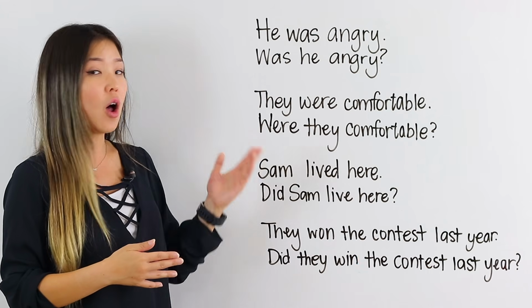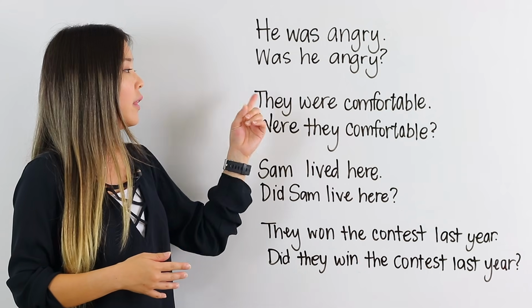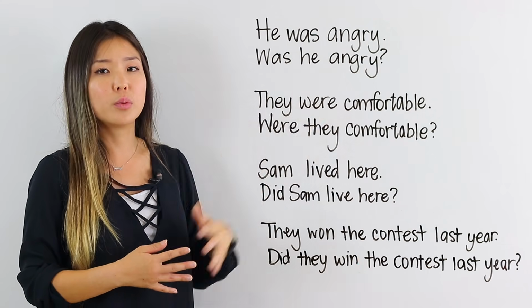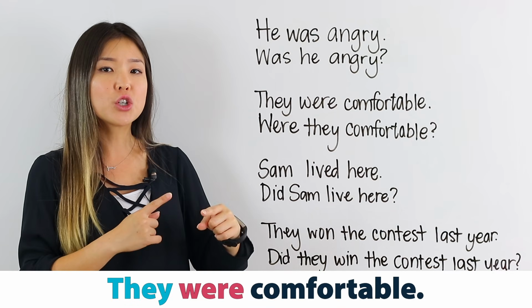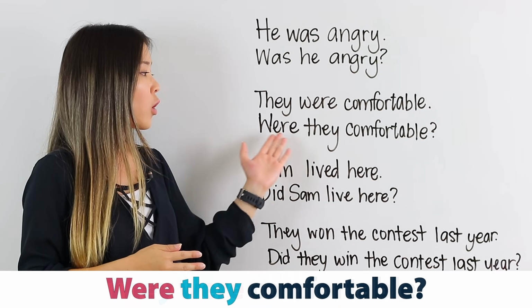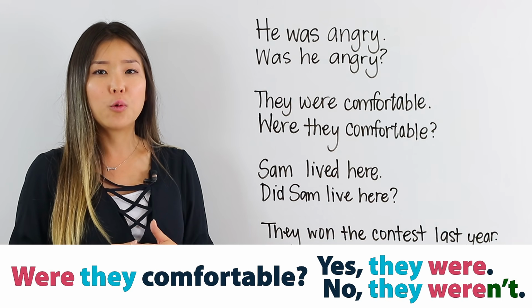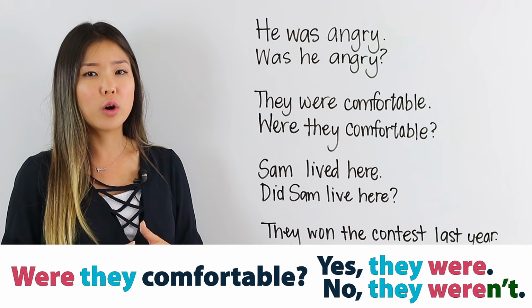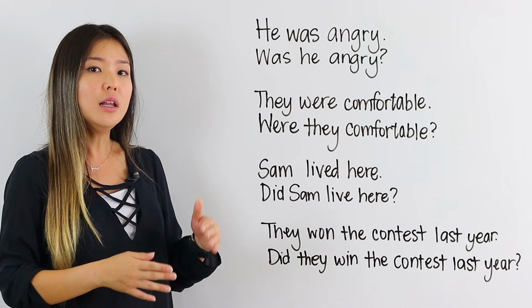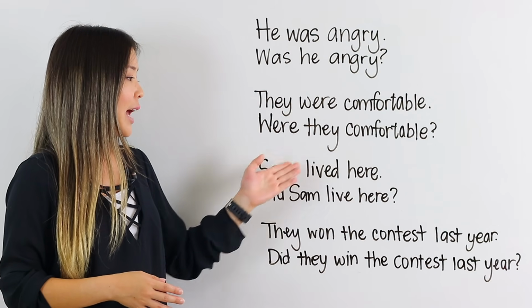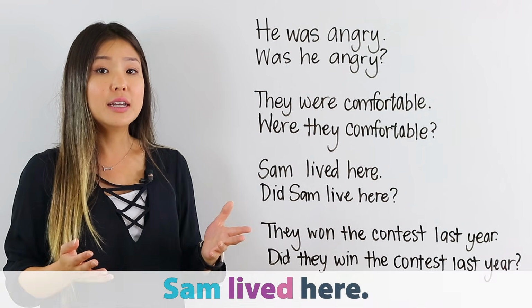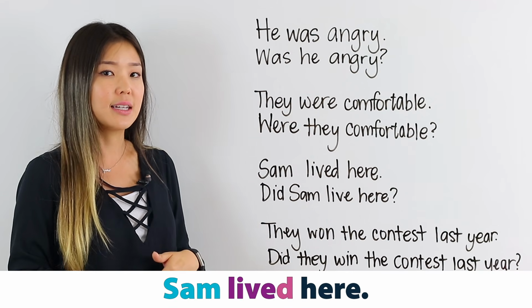The next sentence also has a be verb. They were comfortable. So again, switch the first two words. Were they comfortable? The answers can be yes, they were, or no, they weren't. However, look at the third sentence. Sam lived here. There is no be verb in this sentence.